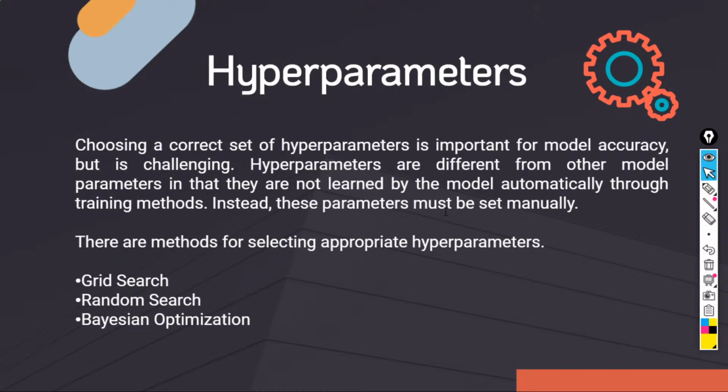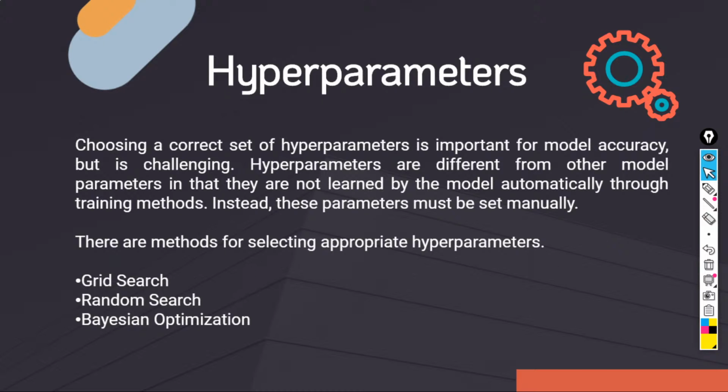As you can also see here, hyperparameters are different from other model parameters in that they are not learned by the model automatically through training methods. Instead, these parameters must be set manually. So here we ensure that these parameters are set appropriately, and they must be set manually.